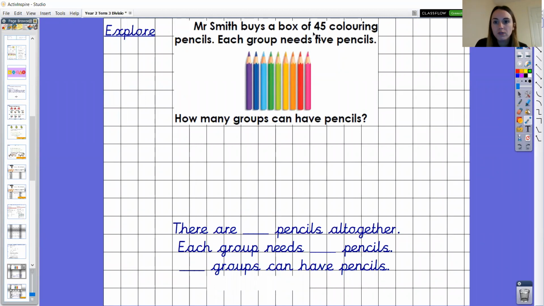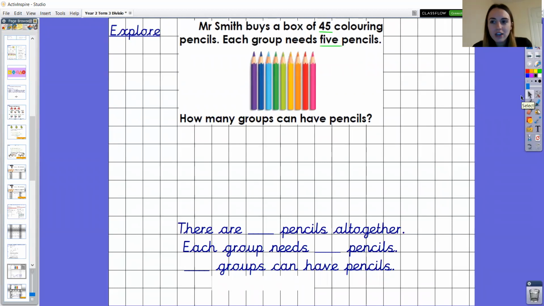So there are 45 colouring pencils. Okay, so there's 45 colouring pencils altogether. Each group needs pencils. Let's have a look here too. Each group needs 5 pencils. How many groups have pencils? So what do you think the division is so far, given what you already know from reading that word problem? Brilliant. 45 divided by 5.